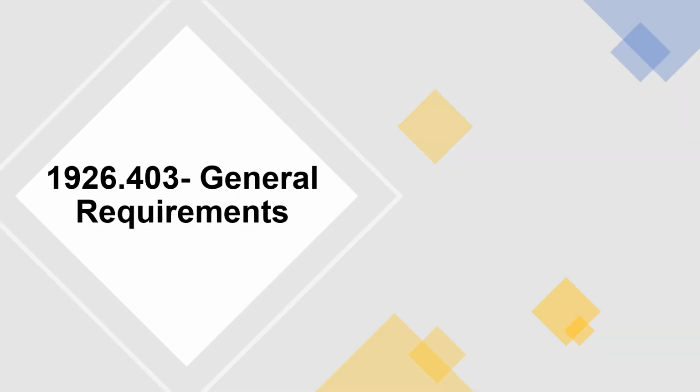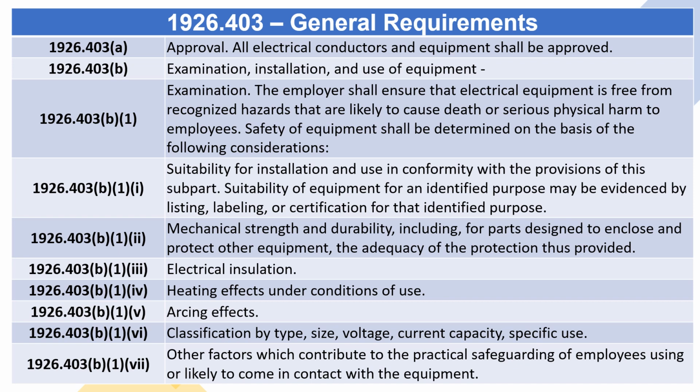1926.403, General requirements. 1926.403(A), Approval. All electrical conductors and equipment shall be approved. 1926.403(B), Examination, installation, and use of equipment. 1926.403(B)(1), Examination. The employer shall ensure that electrical equipment is free from recognized hazards that are likely to cause death or serious physical harm to employees. Safety of equipment shall be determined on the basis of the following considerations.